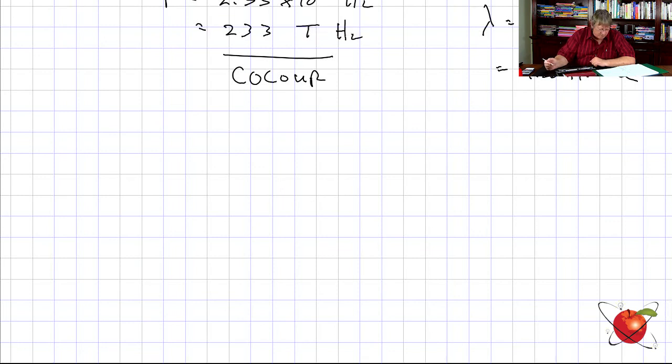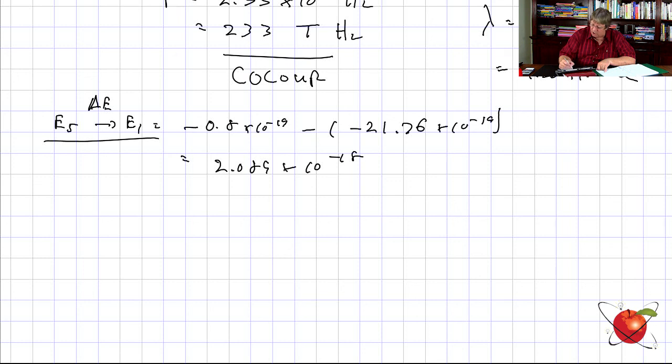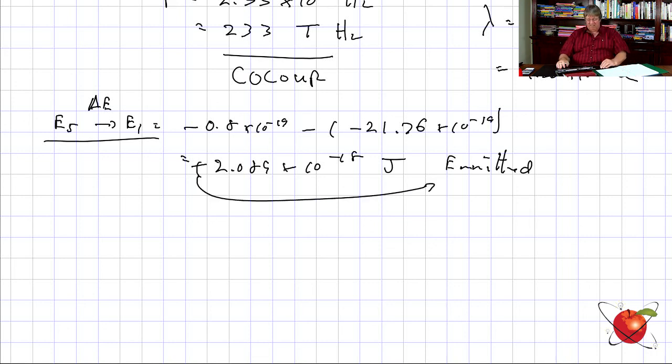Here's another one. Let's say we fall from E5 to E1. Okay? Let's take E5 to E1: delta E is minus 0.87 times 10 to the minus 19, minus minus 21.76 times 10 to the minus 19, which is going to be 2.089 times 10 to the minus 18 joules of energy is emitted. Okay, if it's positive, it means it's emitted. Okay, negative means you have to add energy to absorb it, right?